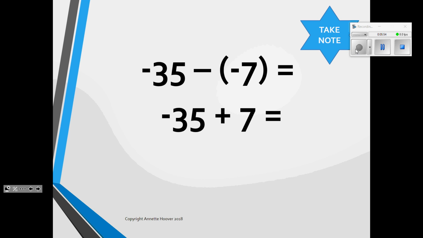Now we have different signs, subtract. Keep the sign with the one with the greatest absolute value, so we know the final answer is going to be negative, because 35 is farther from 0 than 7, and that would be a negative 28.